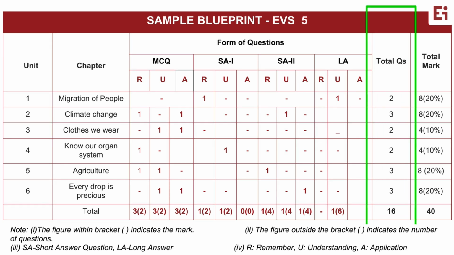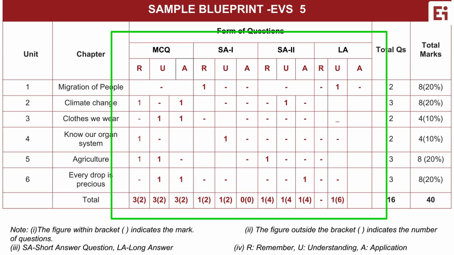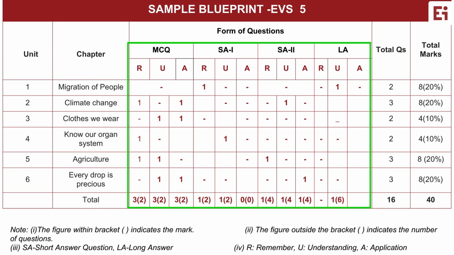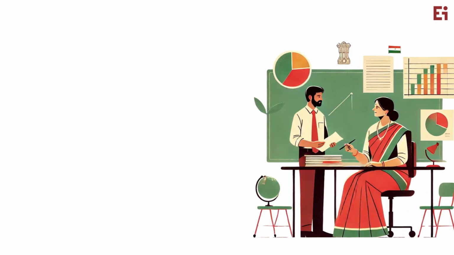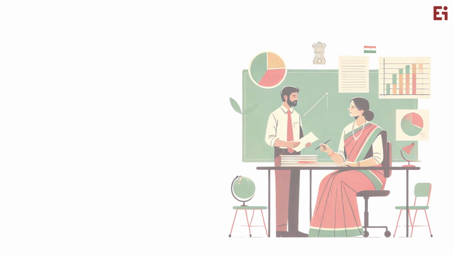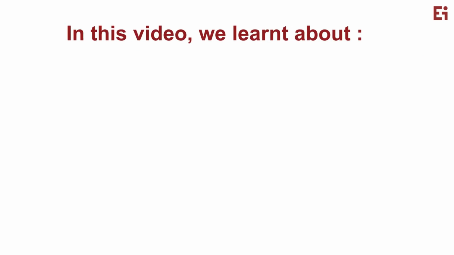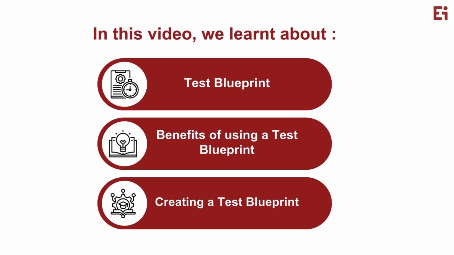Based on the weightage, assign the number of items for each topic. Then, assign the number of questions and marks to different question types as per different cognitive levels. Make sure all the skills are tested in a balanced way. The best way to check if your table makes sense is to get your peer to review the table and revise it accordingly. In this video, we learned about what a test blueprint is, its benefits, and how to create one.